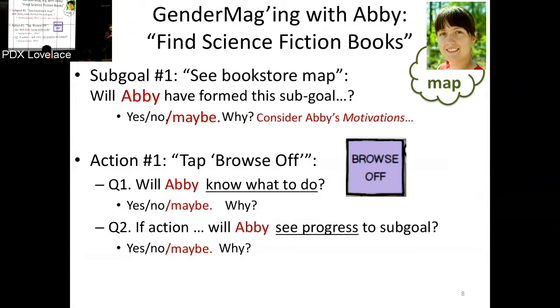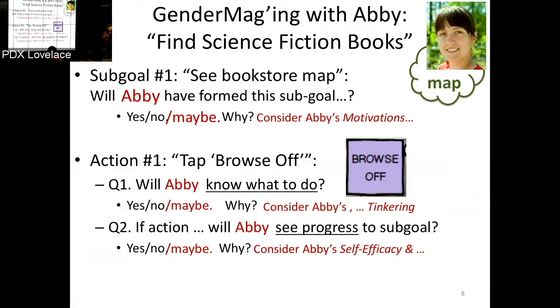If they already knew that, they wouldn't need me, would they? Anyway, so okay, that's what they wanted. And then we again ask, will Abby do that? Yes, no, maybe, and why? And then we take her hand, Abby is just a persona, so we're allowed to do this, and make her push that button or tap that thing. And then we see what happens next, what the screen looks like, and then we say, if she takes that action, will she be able to see that she's making progress toward her goal? Yes, no, maybe, and why? So we do that over and over and over again.